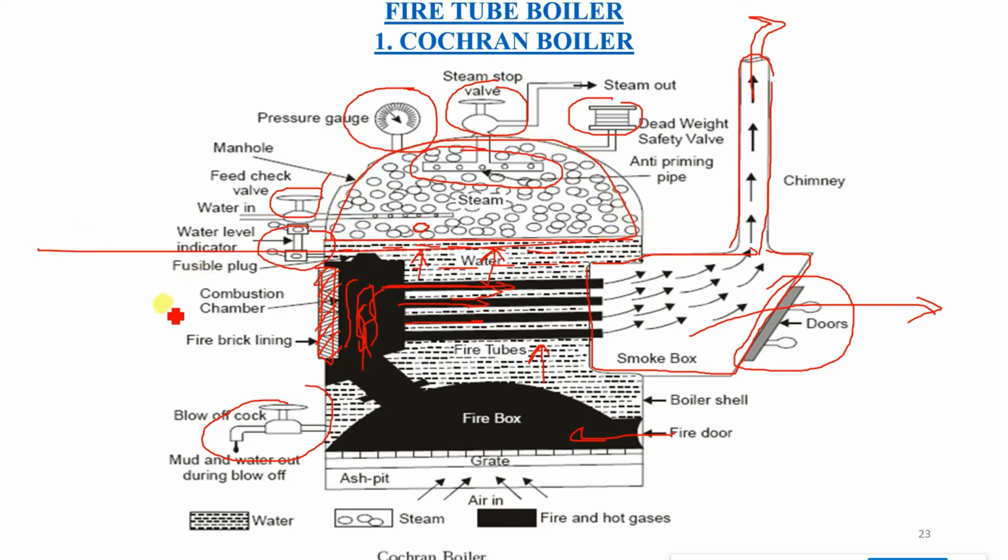This dotted dashed line represents the water and these circles represent the steam.